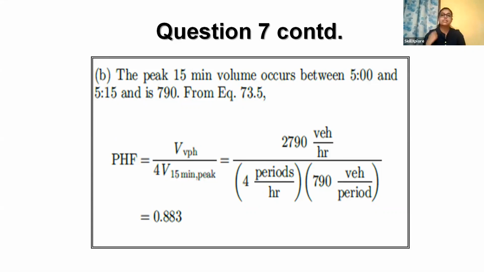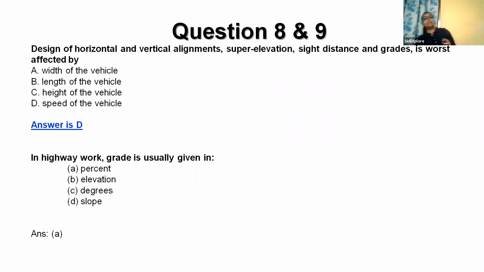Question number 7 is done. Next is question number 8 and 9. The design of the horizontal and vertical alignments, super elevation, side distance, and grades is worst affected by: option A, width of the vehicle; option B, length of the vehicle; option C, height of the vehicle; option D, speed of the vehicle. At the start of the session itself I mentioned that the most important parameter is the speed of the vehicle. So the worst affected characteristic, the most important characteristic, is the speed of the vehicle. So the answer is option D, that is the speed of the vehicle.